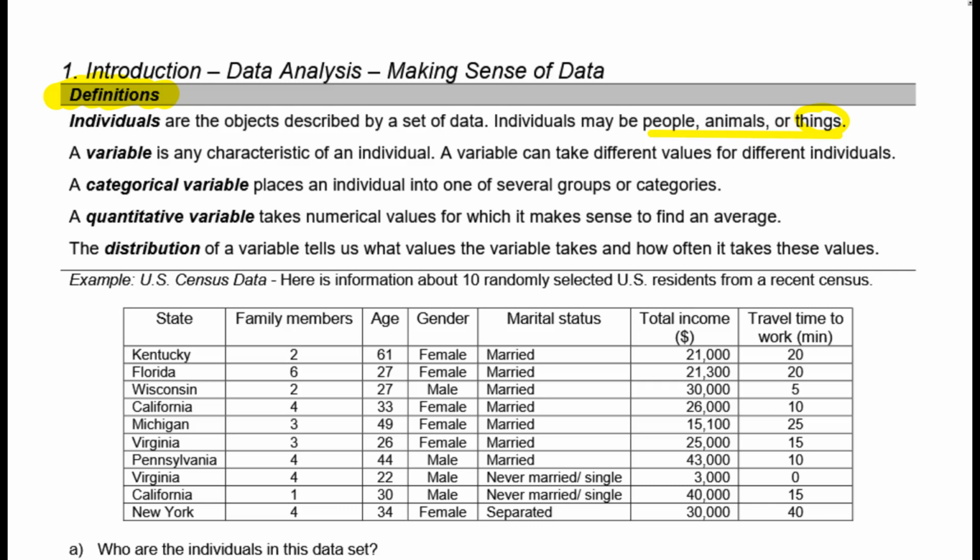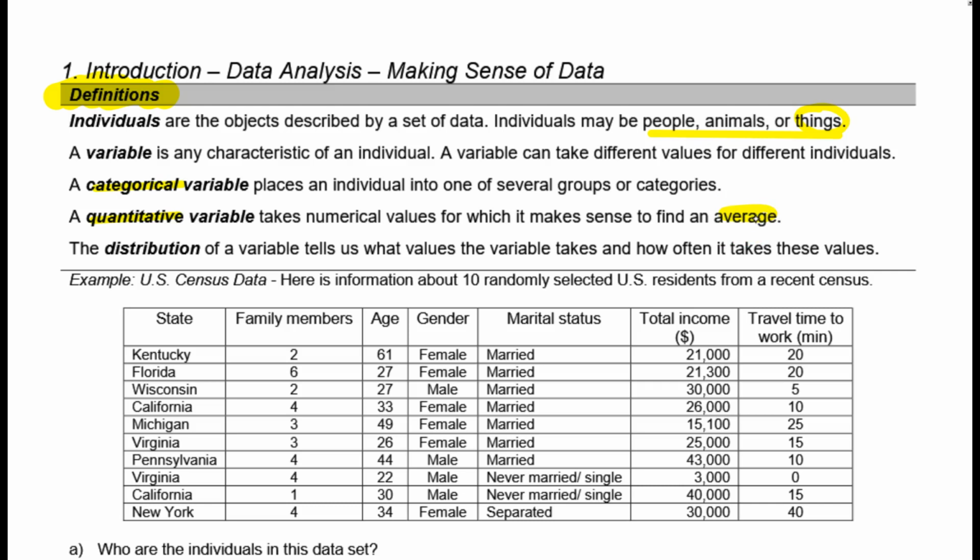A variable is any characteristic of an individual. It can take different values for different individuals. And then we have 2 different types of variables. We have categorical and quantitative. Categorical puts an individual into one of several groups. Quantitative takes a numerical value for which it makes sense to find an average. So basically, if you can do arithmetic with the value of the variable, it's a quantitative variable.